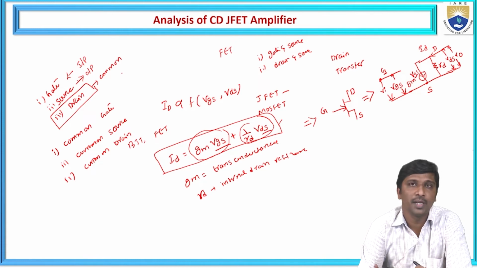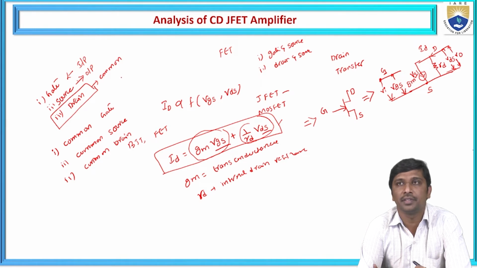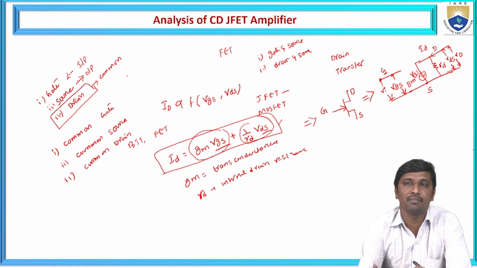Using this principle, we are going to construct a common drain JFET amplifier and then remodel it into a small signal model. From that small signal model, we need to identify parameters like the voltage gain, input impedance and output impedance to define how this common drain amplifier acts as a perfect amplifier.